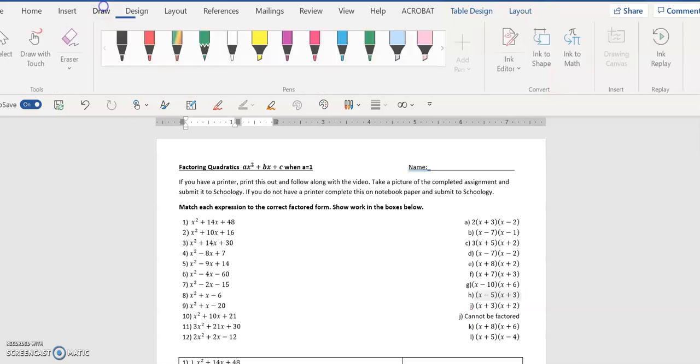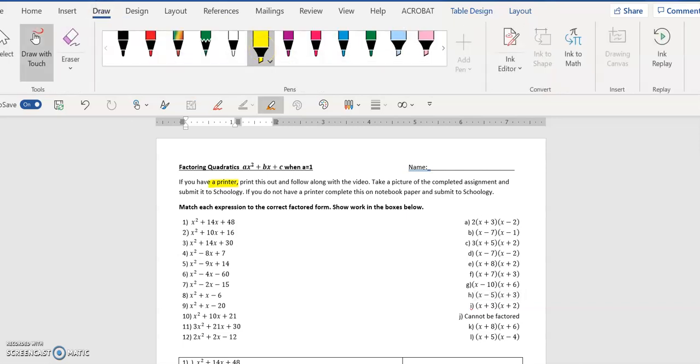If you have a printer, you can print this out and go along right on this handout, take a picture of it and submit it to Schoology. If you don't have a printer, do it on notebook paper, take a picture of that and submit it to Schoology. So this is factoring quadratics.